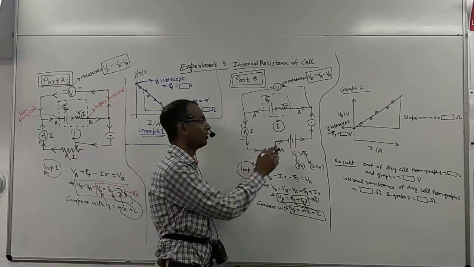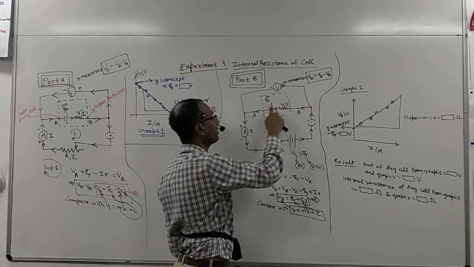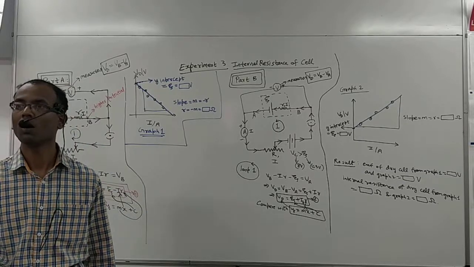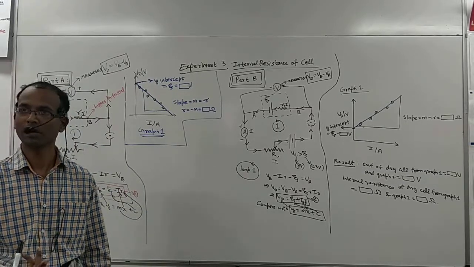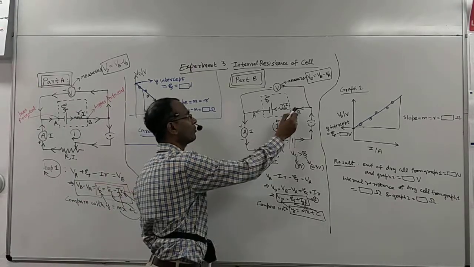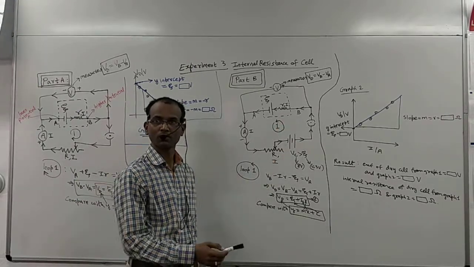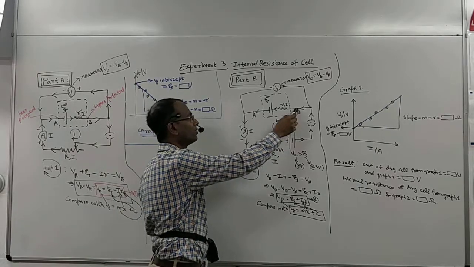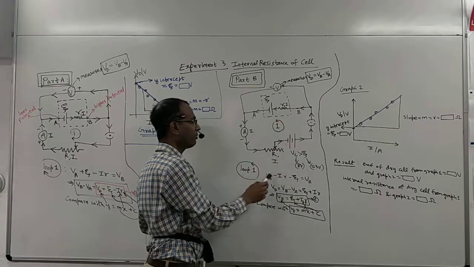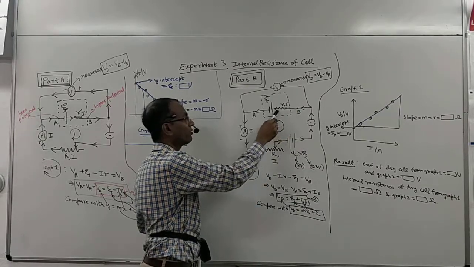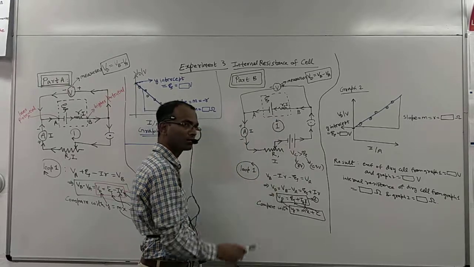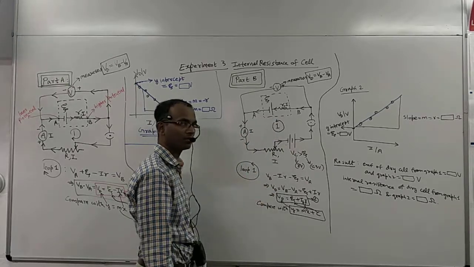Now current is flowing like this, and the voltmeter is measuring VB minus VA. We want to know what exactly it is measuring. So let us start from point B and imagine a positive charge going from point B towards A. At B, whatever the potential is, we call it VB. In the direction of current, if the charge moves, its potential will decrease, so minus IR, where R is the internal resistance.